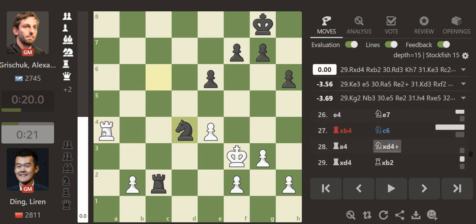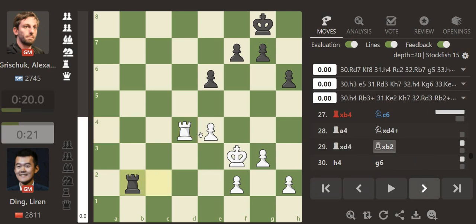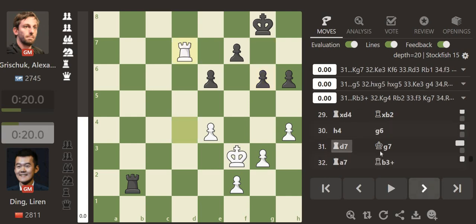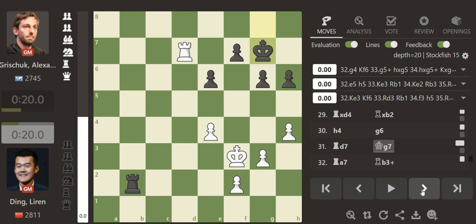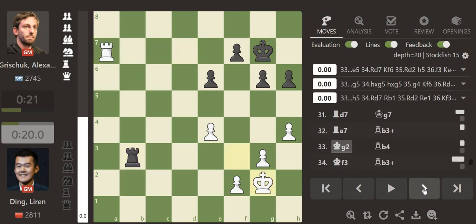Now we have a4, and now we have this capture. So now the rook will capture back. Yes, and now we have this pawn capture. We have now h4, and now we have g6, and now we have d7. G7, and now we have a7, b3. Both are equal in material, so it's 0.00.